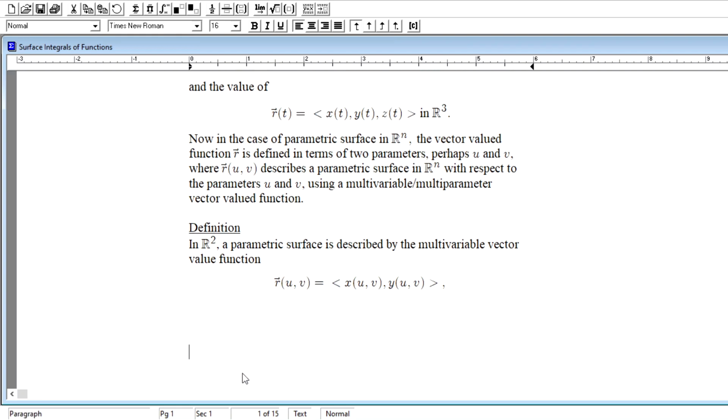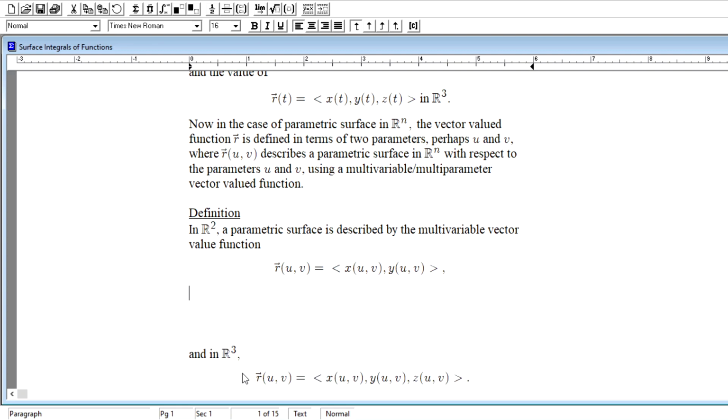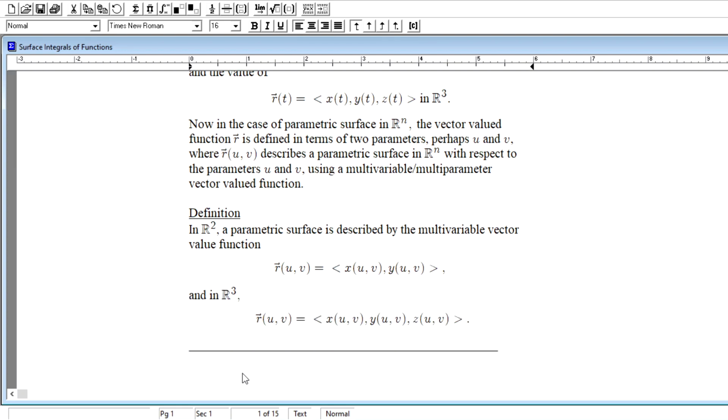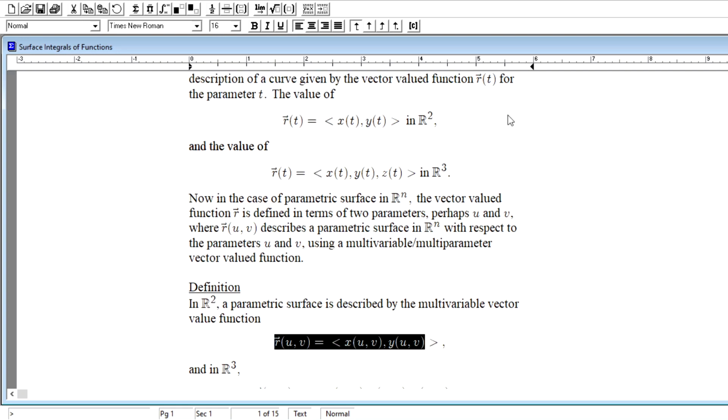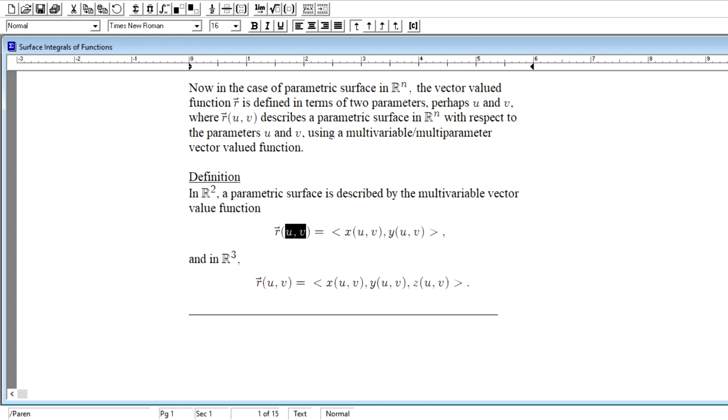Whereas in three-dimensional space, we would see a parametric surface described by r bar of u comma v equal to the three-dimensional vector, where the components x, y, and z are themselves multivariable functions of the parameters u and v, right? A description of a surface that is rather analogous to our descriptions of a curve seen in two- and three-dimensional space defined parametrically, where instead of just working with one parameter, we're now going to define it in terms of two, the parameters u and v.